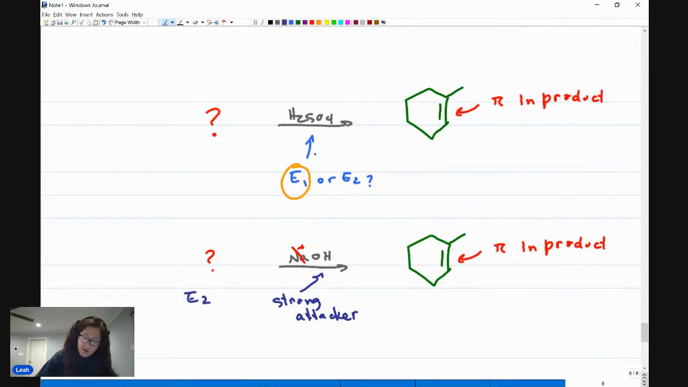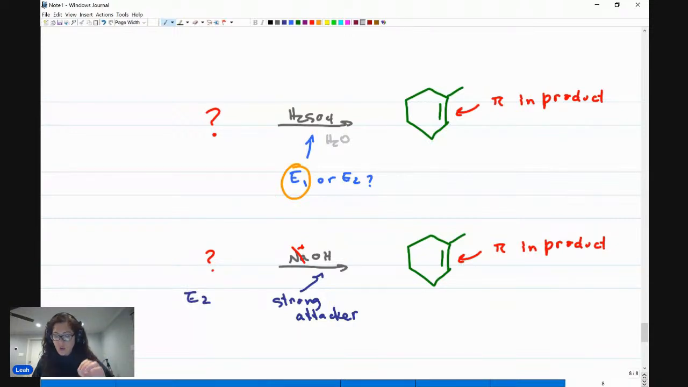Why does H2SO4 mean E1? H2SO4 is never by itself. And so that means it had to have water, not given, but implied. Sometimes it's given. In this case, it's implied. And water is weak and neutral. That is why it's E1. It's not the H2SO4. H2SO4 simply tells me I could not have had a strong base.